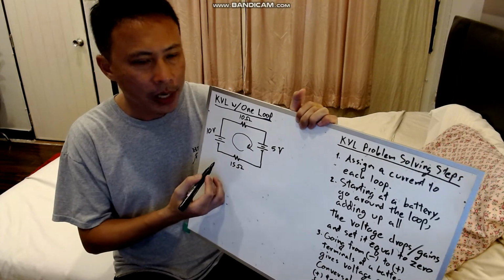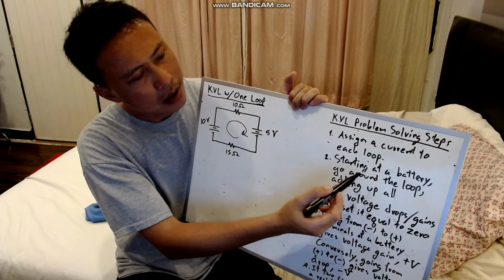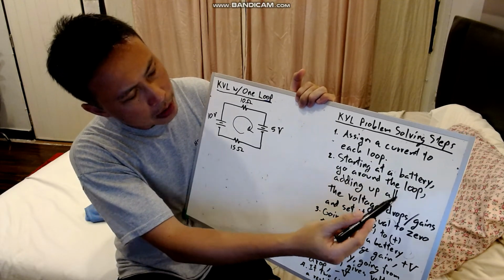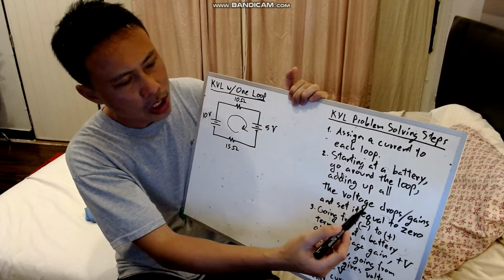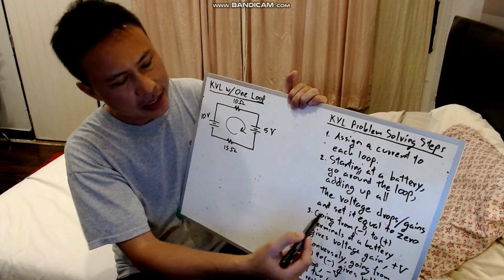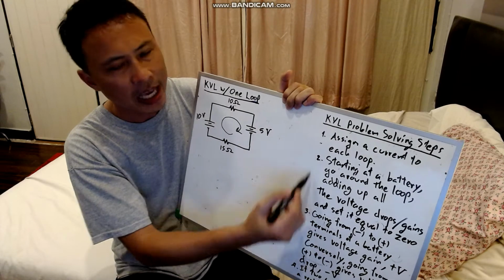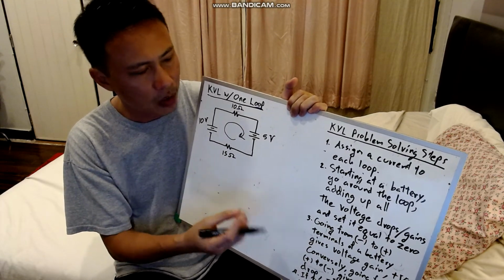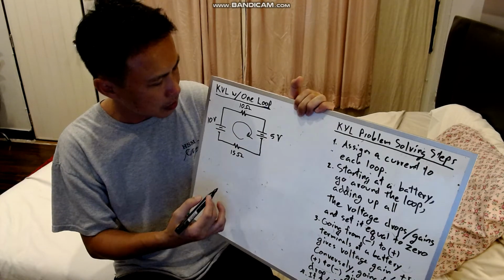Okay, so we pick a starting point. Number 2, start at a battery. Then go around the loop, adding up all the voltage drops or voltage gains and set it equal to 0. This is KVL. That's the principle of KVL. The sum of all the voltage drops or gains in a closed loop is equal to 0.